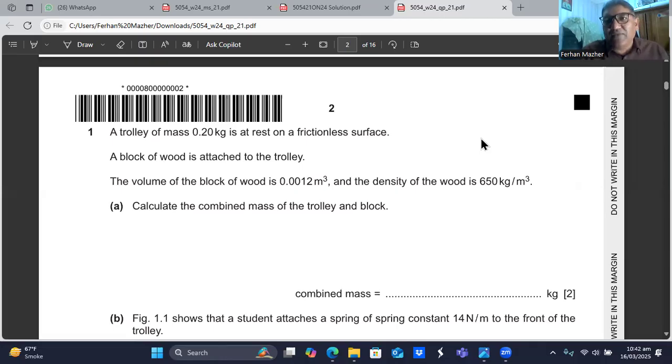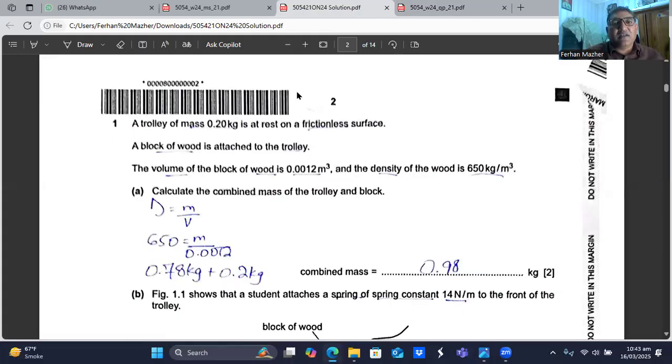The mass of the trolley we already know. The mass of the block we don't know, but we know the volume of the wood, and we know the density of the wood. So first of all, I can find out the mass of that wood. The mass is equal to the density multiplied by the volume. Once you know the mass of the block, then add it to the mass of the trolley, and you will be able to find out the total mass.